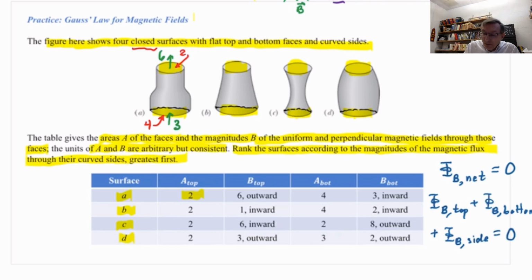Now, with that table, you should see that they have given you enough information to figure out phi B top, and enough information to figure out phi B bottom. So you should be able to use this result to solve for phi B through the curved side. And when you do that, you've got to do that for all 4 surfaces, and then you can see the ranking by looking at those answers.